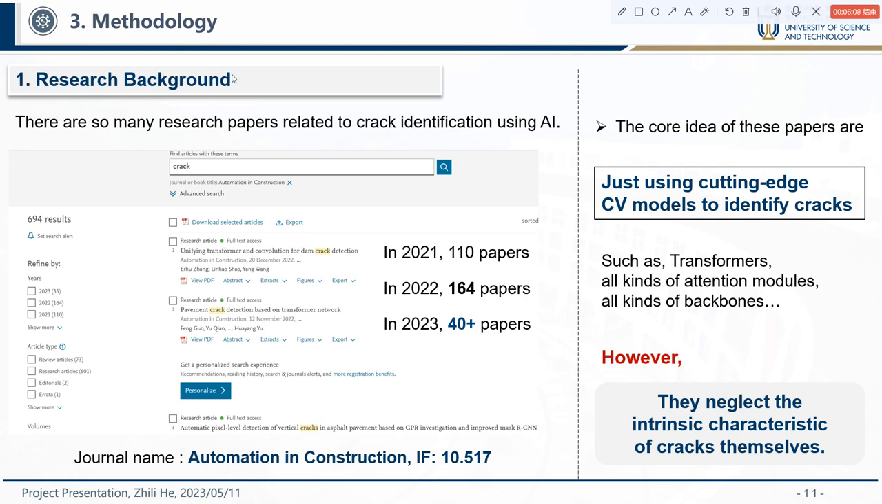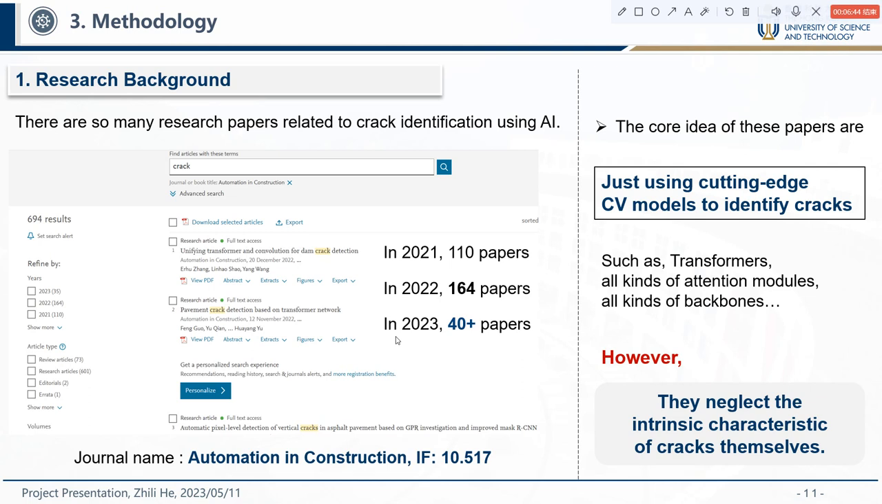Fourthly is the research form. We all know that the next generation inspection method is combining AI. So there are so many research papers related to crack identification using AI. I searched crack in one top journal called Automation in Construction, whose IF is more than 10 points, and it's a top journal in civil engineering. In 2021 it published 110 papers, in 2022 it published more than 150 papers, and in 2023 it has published more than 40 papers.